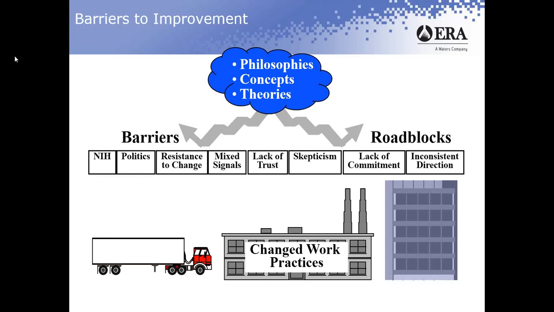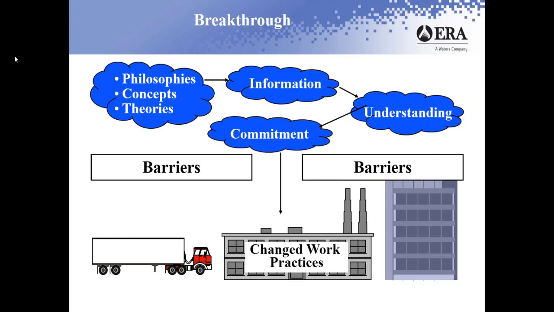So if your whole goal of lean is to change your work practices, improve your processes, and reduce your waste, you're going to run into some of these barriers. Knowing that up front, you can actually set your program up to address these types of things. To do that, again, look at philosophies, concepts, and theories. You translate them into information. You look for understanding of your employee base, and you get the commitment. Again, from the leadership standpoint, it's the commitment. Okay, and you start breaking through those barriers, and you start changing your work practices.